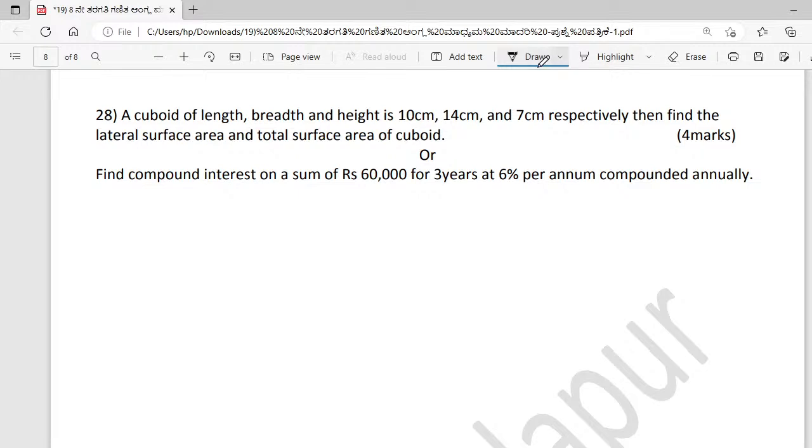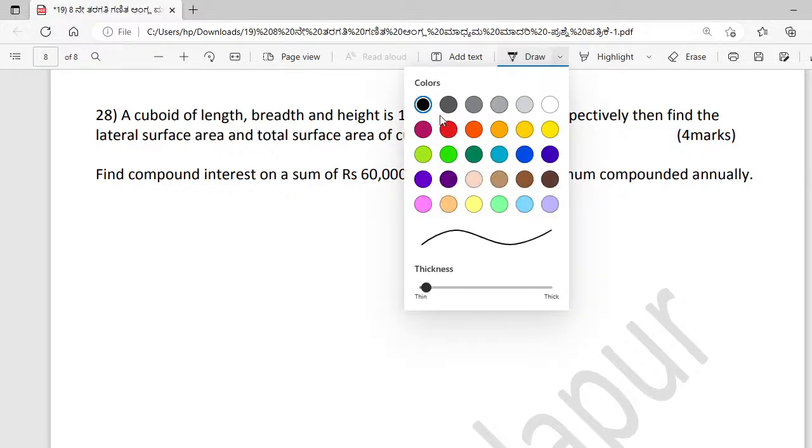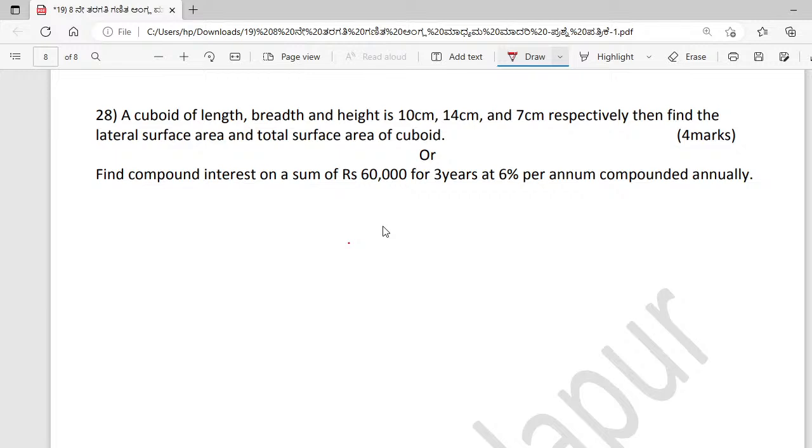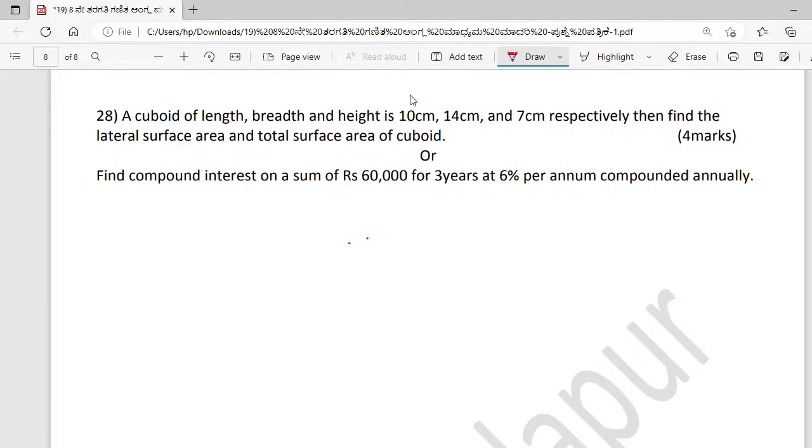The first one: a cuboid of length, breadth and height 10, 14, 7 respectively. Find the lateral surface area and total surface area of the cuboid. We know the length is 10, the breadth is 14, the height is 7 centimeters. I'm going with the first option of 28, the lateral surface area of a cuboid. We know the formula.